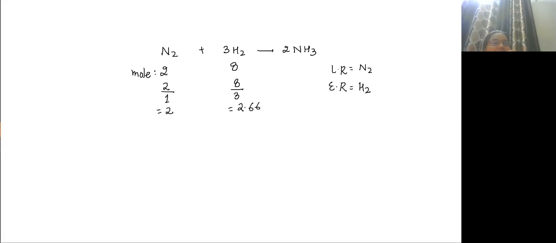Limiting reagent means complete N2 is consumed. After the reaction N2 will be 0. ER means you are taking that in excess. Reaction is done, then you will get NH3. Along with NH3, a few H2 molecules are also left.